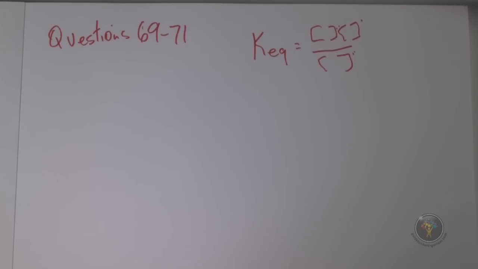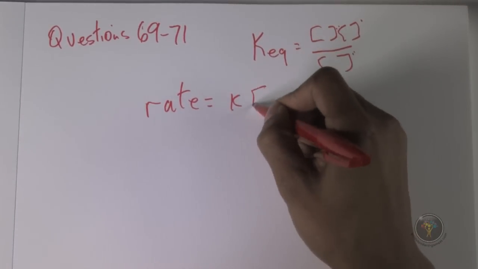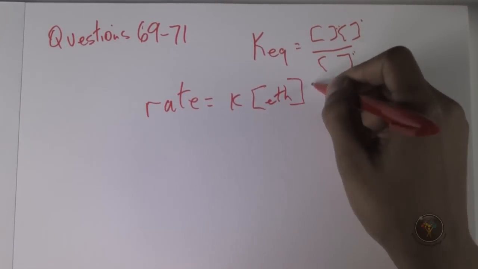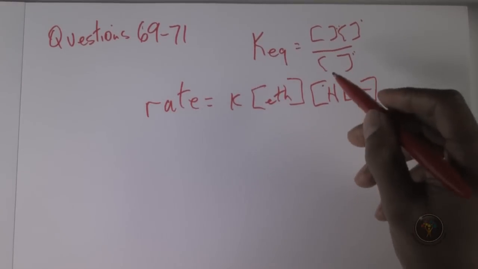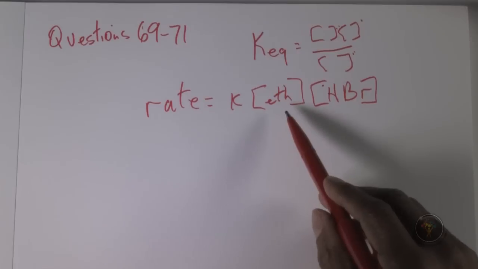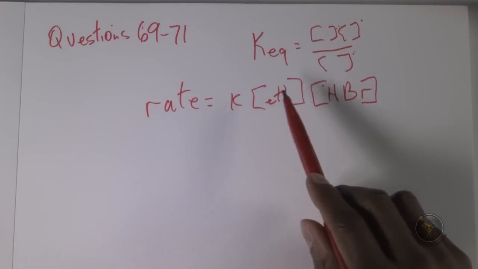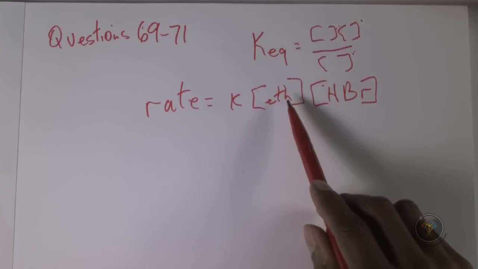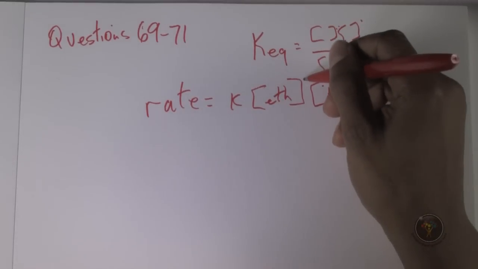70. The rate of reaction forming bromoethane doubles if the initial concentration of ethene is doubled. Okay, so you have the rate law, and you have k, and you have ethene here, and you have HBr here. So we're told that the rate of the reaction doubles if the initial concentration of ethene doubles, while the concentration of this stays the same. So if this doubles when this doubles, then I know the exponent here is 1.